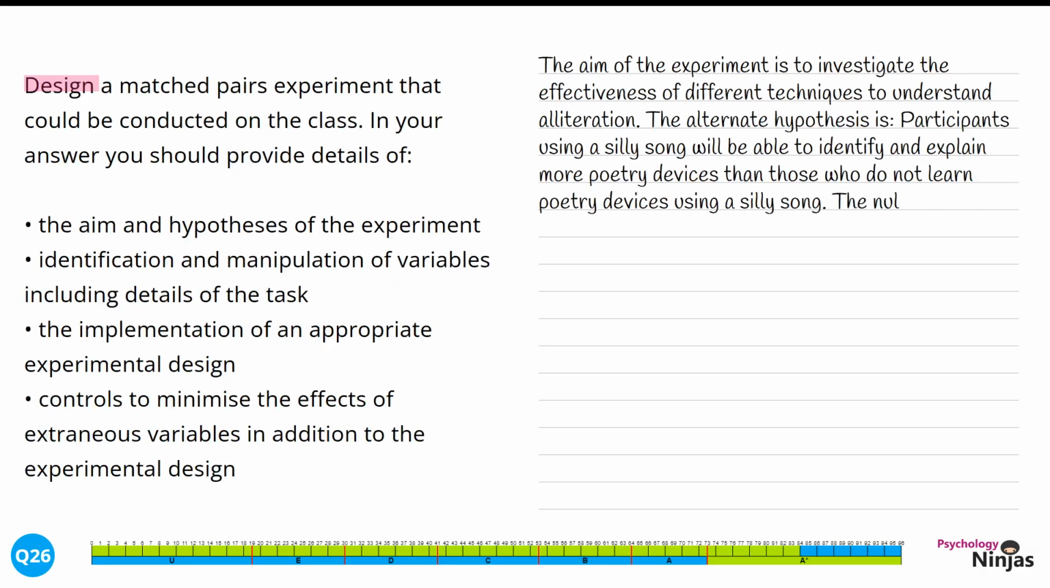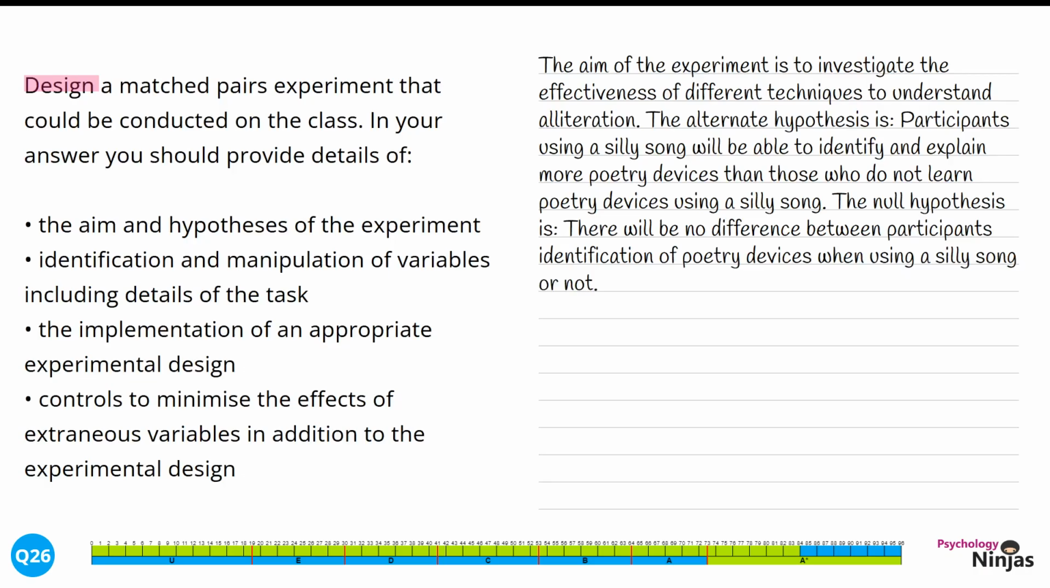The aim of the experiment is to investigate the effectiveness of different techniques to understand alliteration. The alternate hypothesis is, participants using a silly song will be able to identify and explain more poetry devices than those who do not learn the poetry devices using a silly song. The null hypothesis is, there will be no difference between participants' identification of poetry devices when using a silly song or not.